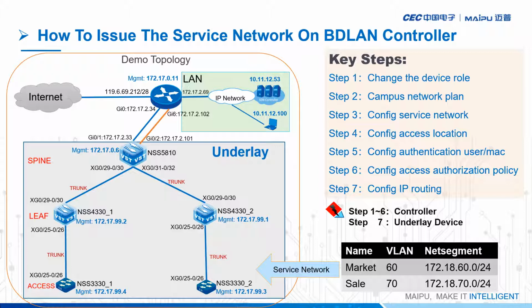The step 3 is config service network. The step 4 is config access location. The step 5 is config authentication user or MAC. The step 6 is config access authorization policy. The step 7 is config the IP routing. And here we need to pay attention that steps from 1 to 6 need to be done on the BDLAN controller, and step 7 needs to be done at the underlay device.